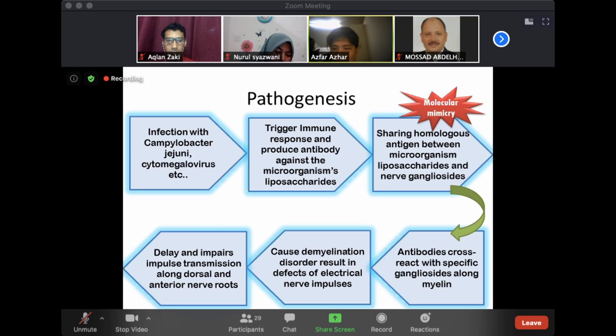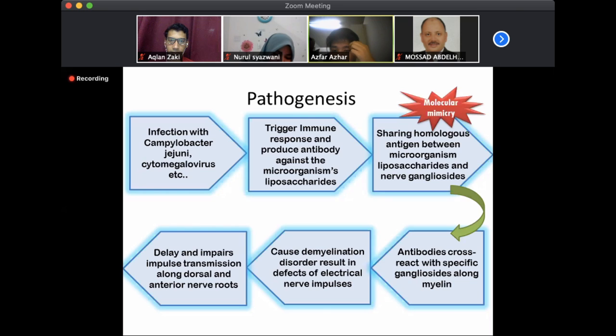So when this happens, that's why antibodies cross-react with specific neurons along the myelin. So it will cause a demyelinating disorder, resulting in a defect of the electrical nerve impulse. So instead of only attacking the organism, the antibodies also attack the myelin itself. So that's why it will demyelinate. Okay, so that's why it will cause delay in impulse transmission along the dorsal and anterior nerve roots. Okay, this is the pathogenesis.